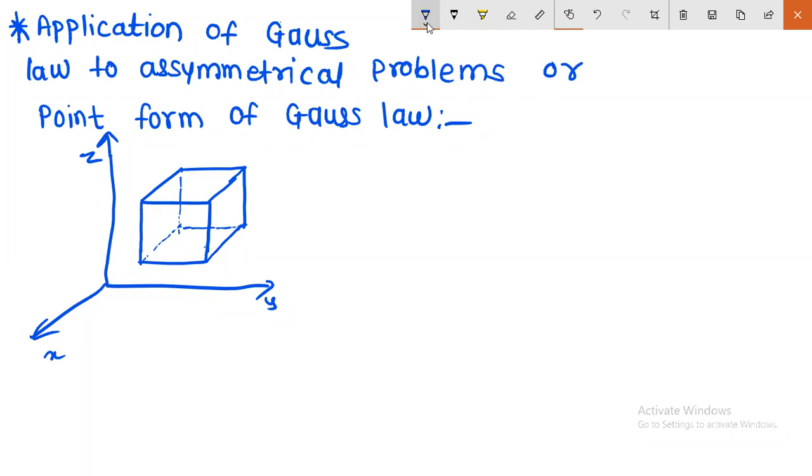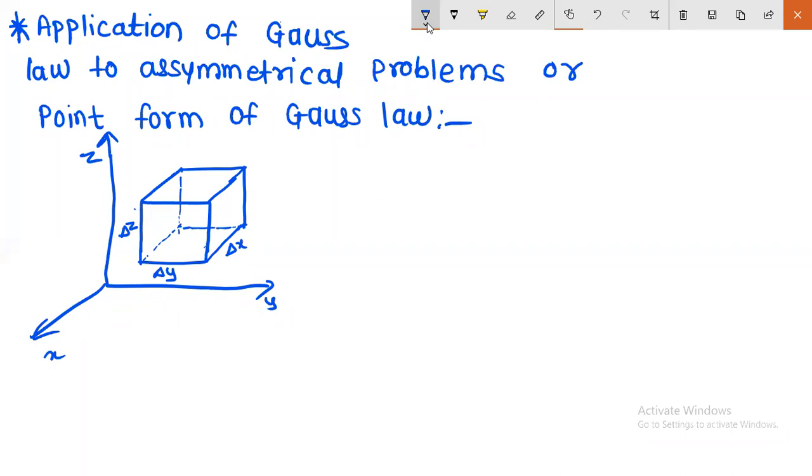This upper line is in x direction, right? This one is also in x direction. So I'll take this as delta x. This horizontal one is in y direction. Therefore, I'll take this as delta y. And this vertical one is in z direction. Therefore, I'll take this as delta z.